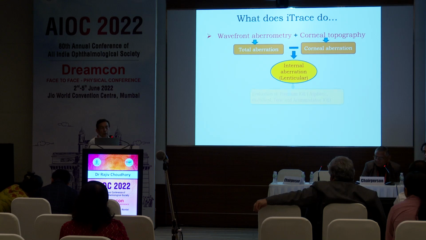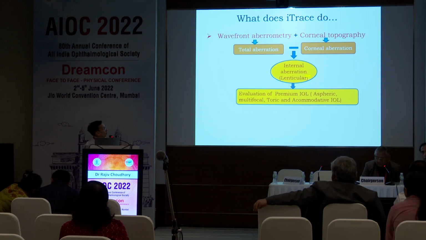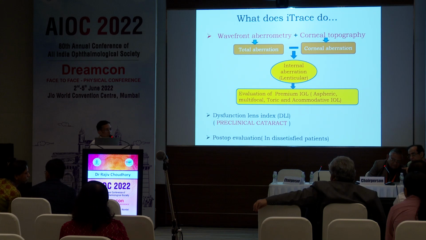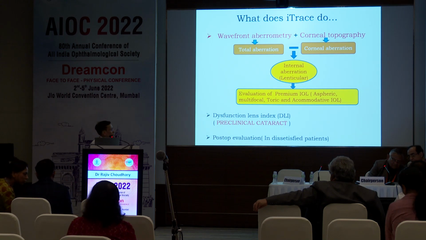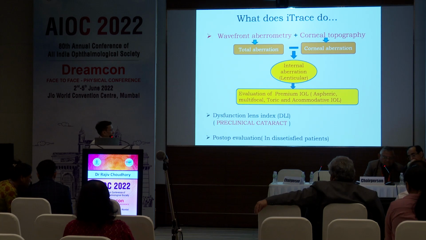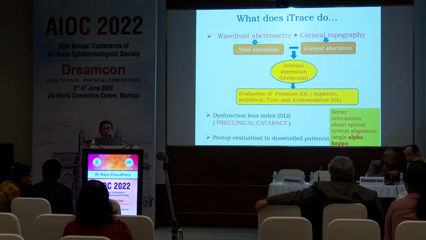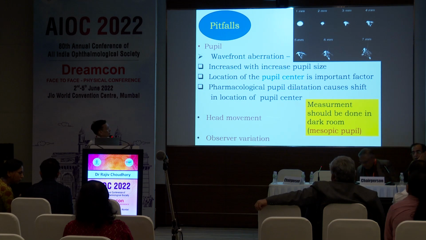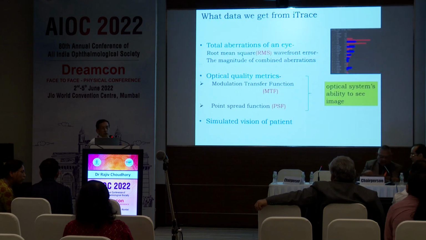How is it important? We can evaluate the premium IOL, aspheric, multifocal, toric, accommodative, and the selection of that, dysfunction lens index, whether the patient's refraction is increasing or the lens is the problem. You can have the DLI and post-operative evaluation of the unsatisfied patient. A pitfall is head movement. Measurement is an important issue, I will just skip it.